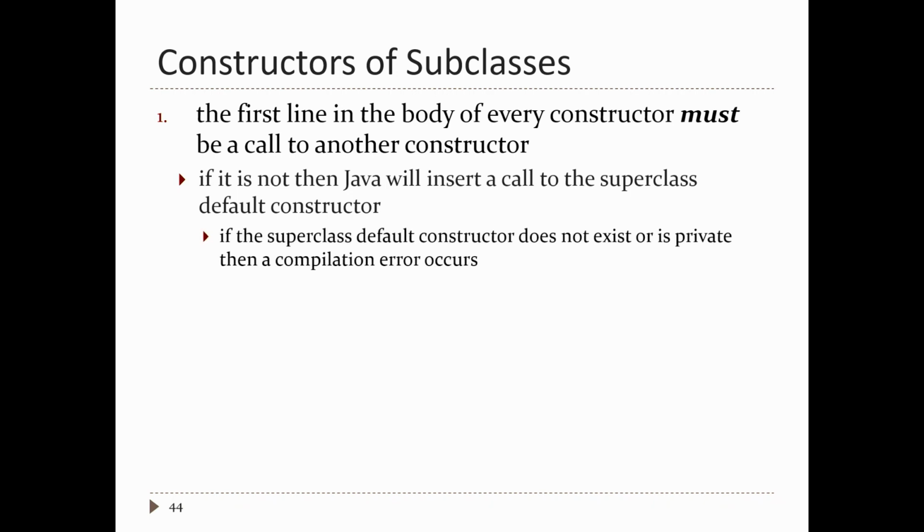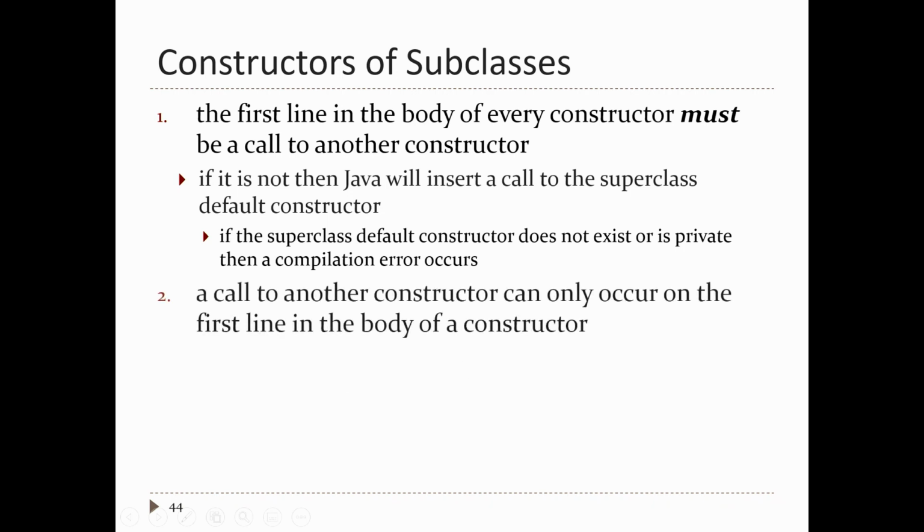Now, if your superclass does not have a no-argument constructor, or if the superclass no-argument constructor is private, that means it's not accessible to the subclass, so that's an error. So that actually won't compile. So you have to keep that in mind as well. Okay, now, if you're going to call another constructor, then the only place you can call it is from the first line of the constructor. So rule number one, you have to call a constructor. Rule number two, the only place you can do it is from the first line of your constructor.